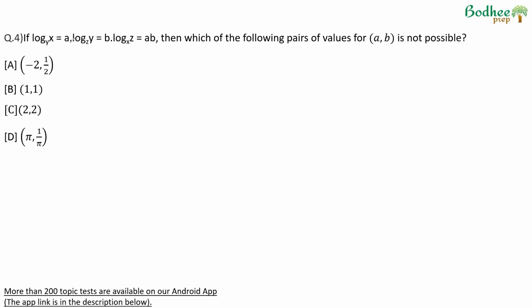Log of x to the base y is equal to a times log of y to the base z is equal to b times log of z to the base x is equal to ab. Which of the following pairs of values for a, b is not possible? So here we can say a log y to the base z is equal to ab, which means log of y to the base z is equal to b. Similarly, b log z to the base x is equal to ab, which means log of z to the base x is equal to a.